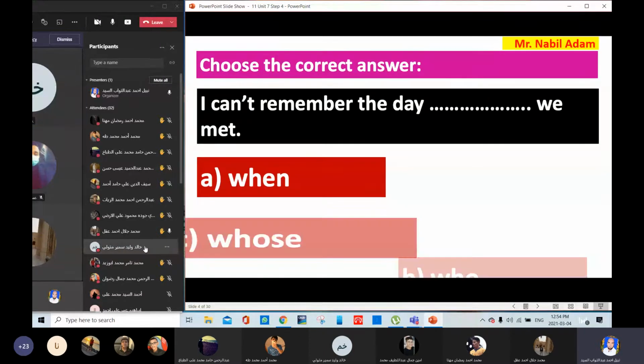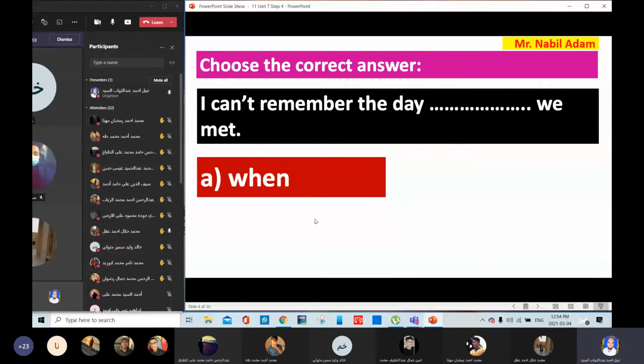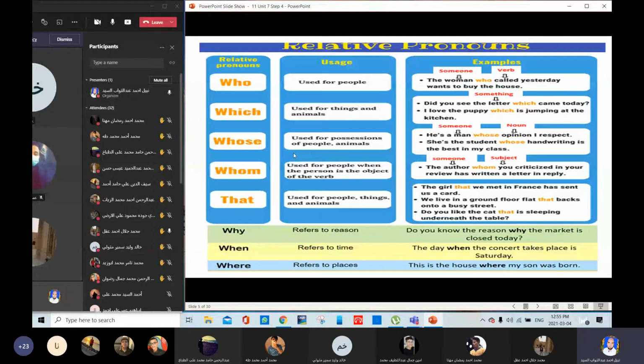Today we are going to study the relative clause, the relative pronouns. Please listen to me and pay attention here. These are the relative pronouns: who, which, whose, whom, that, why, when, and where. Who is used for people. Example: the woman who called yesterday wants to buy the house. So who comes after a person, and it is followed with a verb.